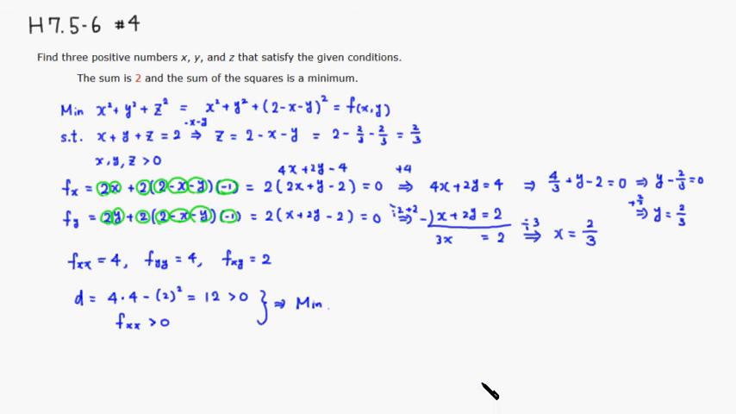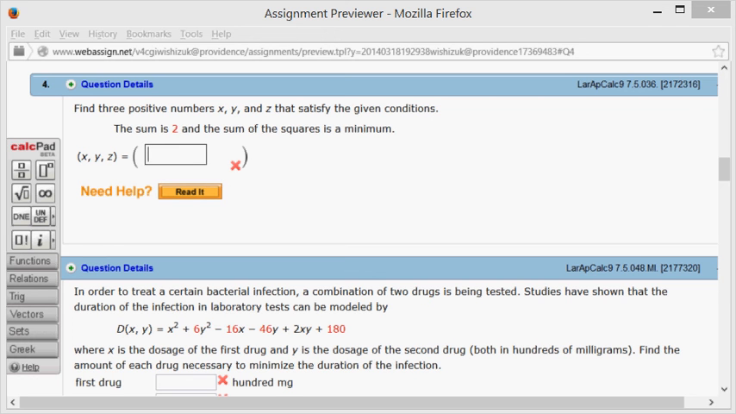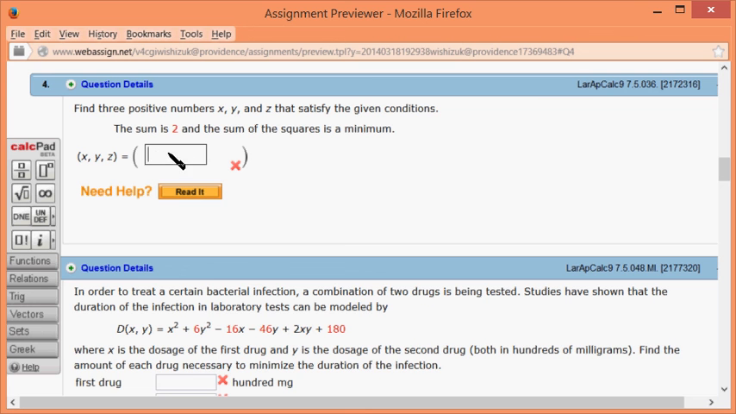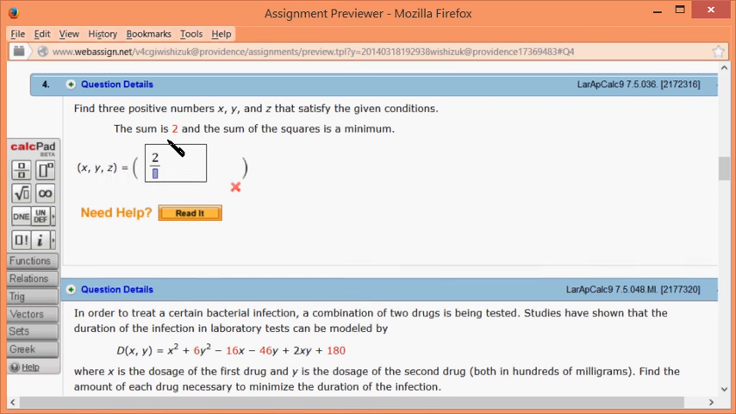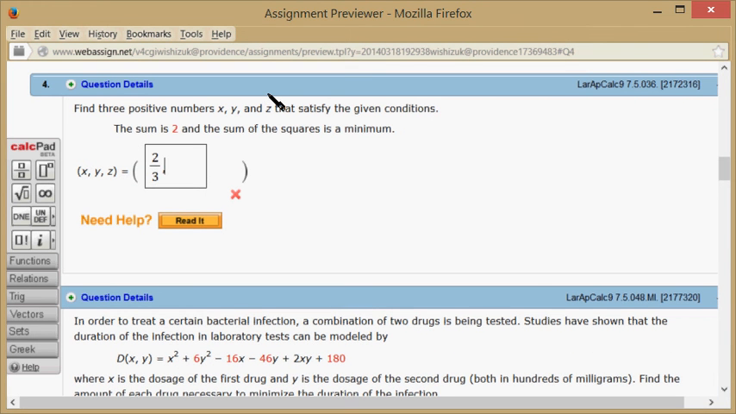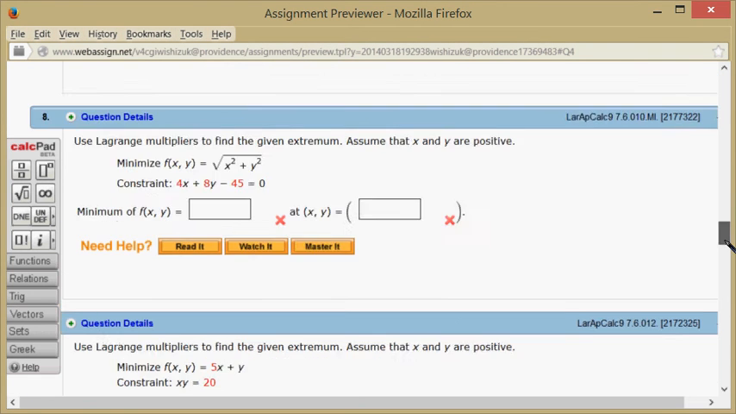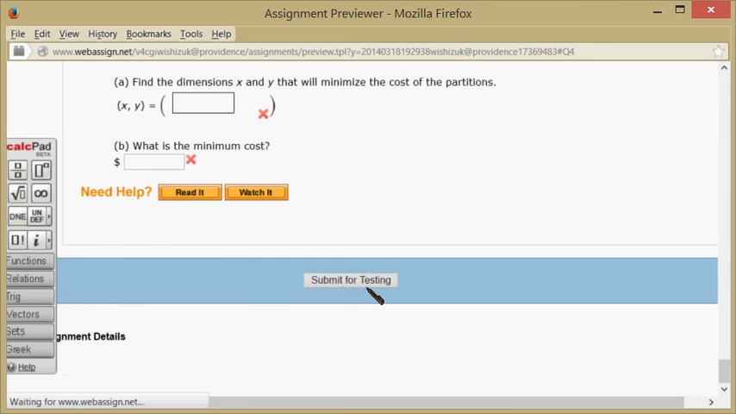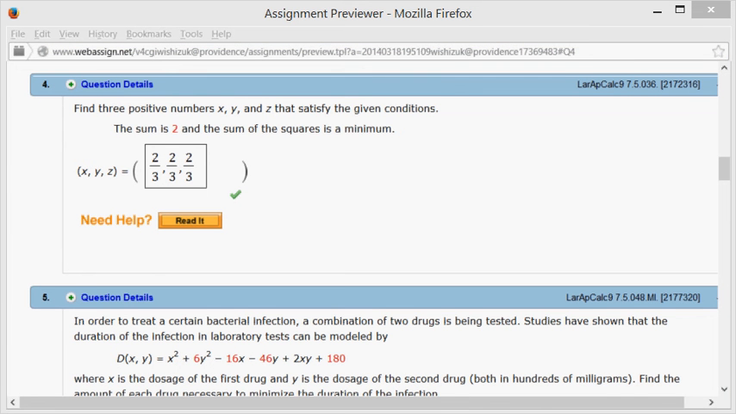So let's type it in. All right, so the answer we have was 2/3, comma, 2/3, comma, and 2/3. All right, so let's submit for testing. All right, looks like we got the right answer here. All right, that's it. I hope that this was clear.